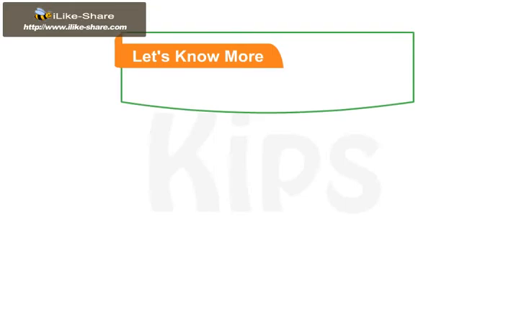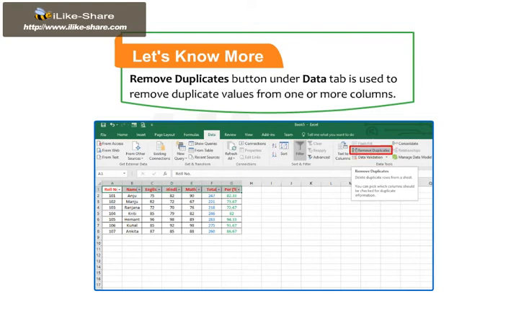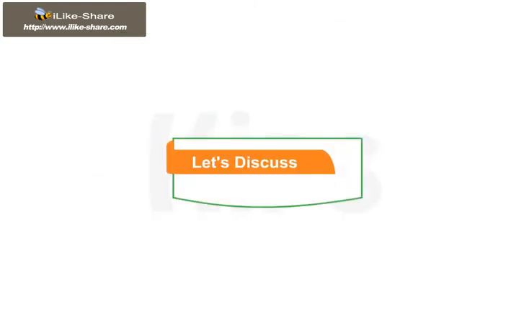Okay, let me tell you this. Remove Duplicates button under Data tab is used to remove duplicate values from one or more columns. Students, let us quickly discuss the advantages of filters.